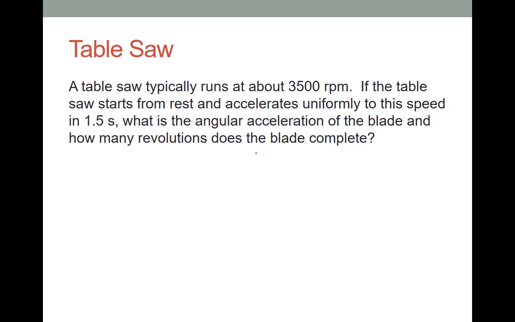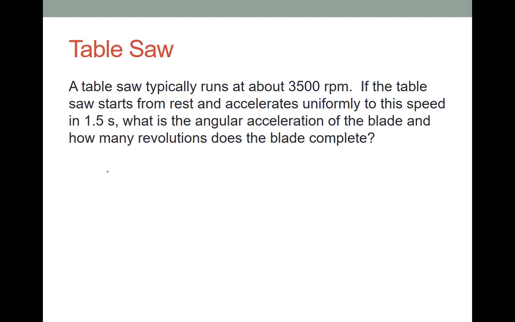The first is for a table saw. A table saw typically runs at about 3,500 RPM. If we assume that the table saw starts from rest and accelerates uniformly up to this speed in about a second and a half, what is the angular acceleration of the blade and how many revolutions does it complete in that time?